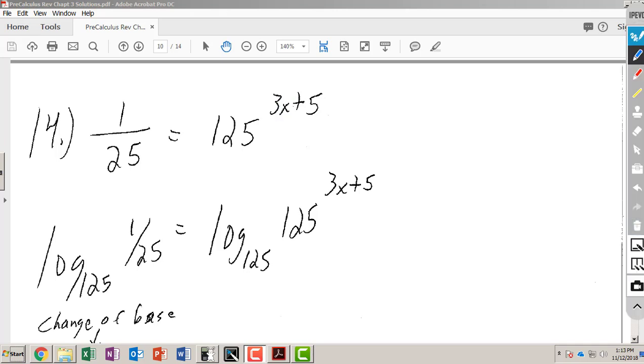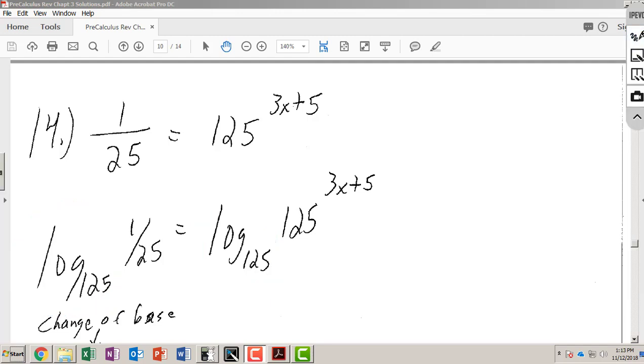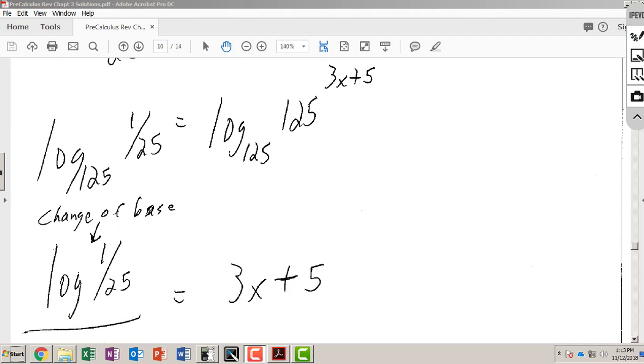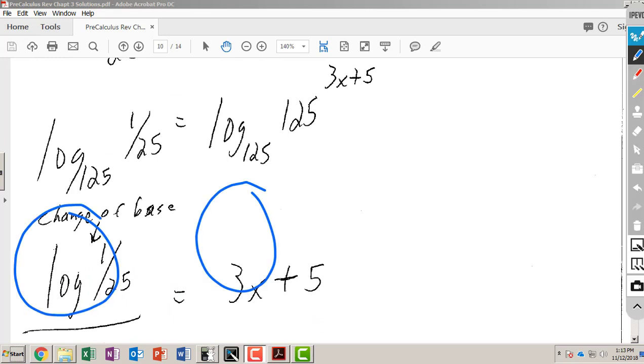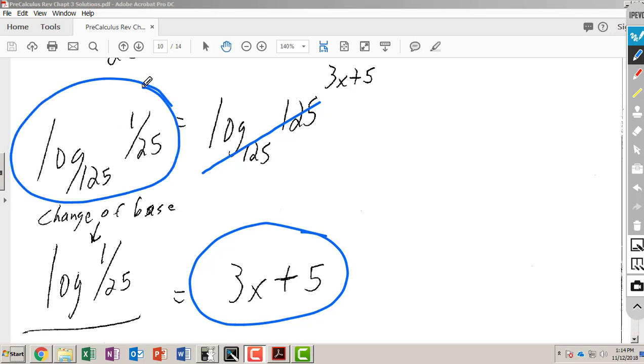When I do log base 125 of both sides, I end up with log base 125 of 1/25 equals log base 125 of 125 to the 3x plus 5. Now remembering my logarithmic laws, that means that this is going to cross out, and I'm just left with 3x plus 5. And then on this side over here, I've got log base 125 of 1/25.